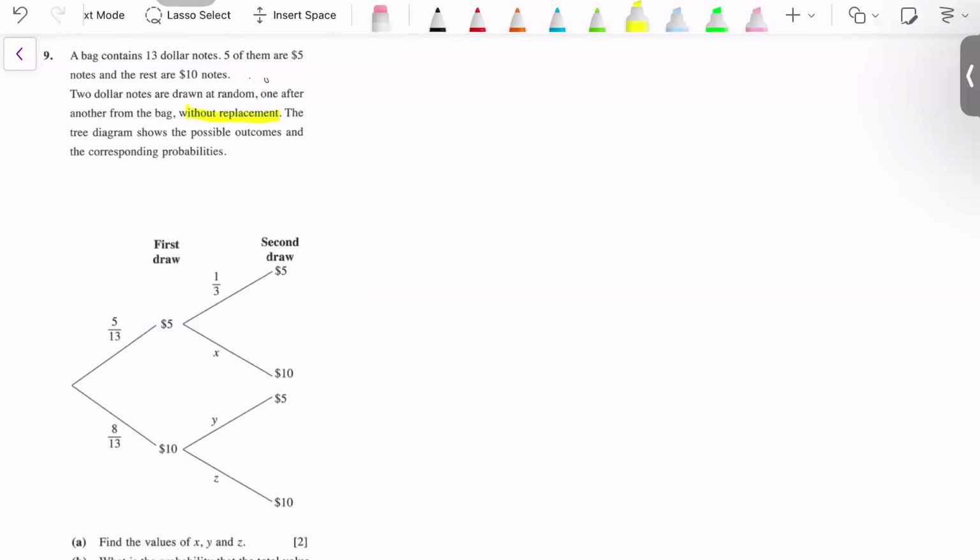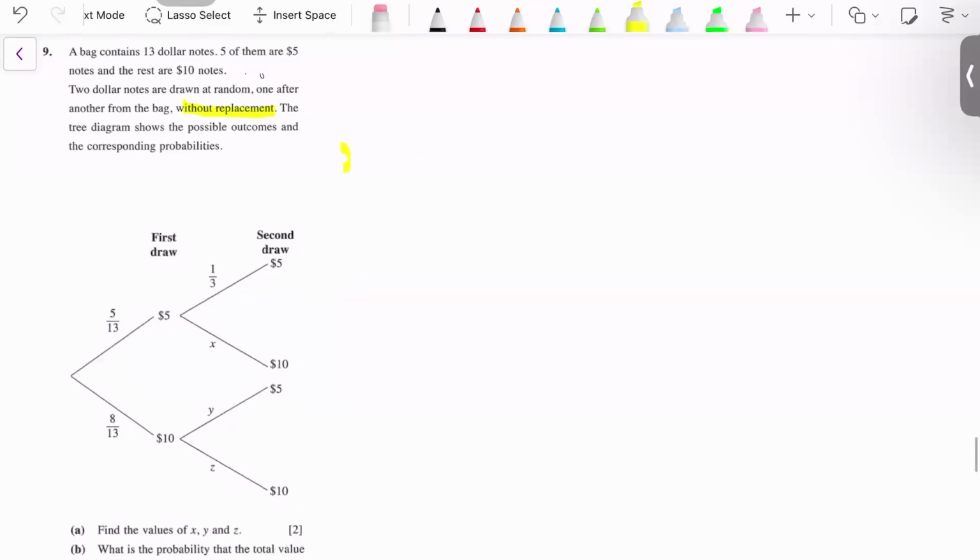Okay. So in this case, they want you first thing, find your X, Y, and Z. Okay. So in this case, we know that there are five $5 notes, and the remaining are $10 notes, which is 8.